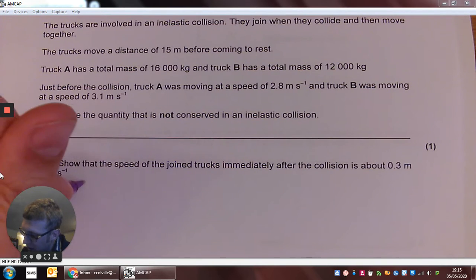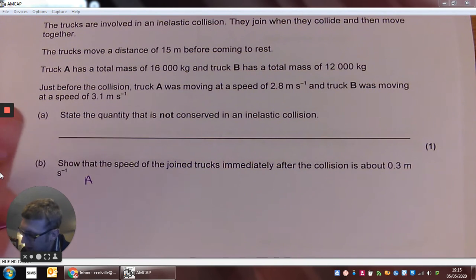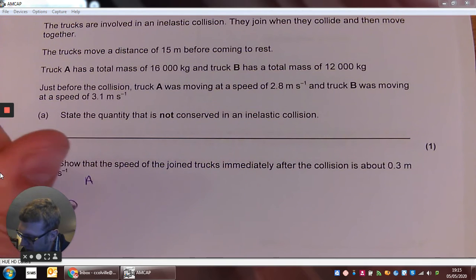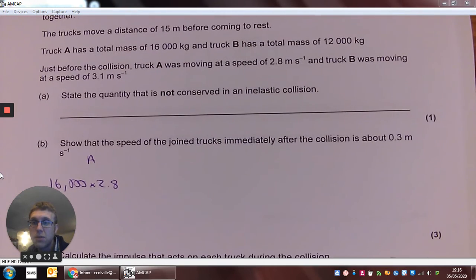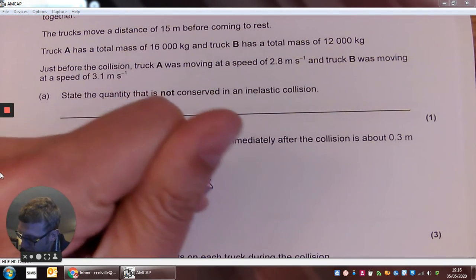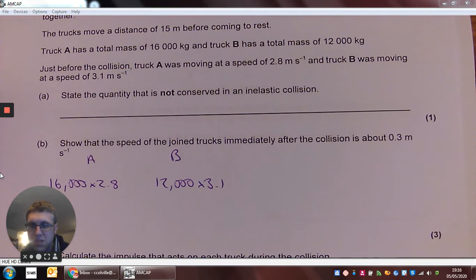So what we've got to think about is, well, truck A, it's got a mass of 16,000 kilos. It had a speed of 2.8 meters per second. So that lets us know its momentum. Truck B, 12,000 as a mass, speed of 3.1 meters per second, being really specific with my language there.